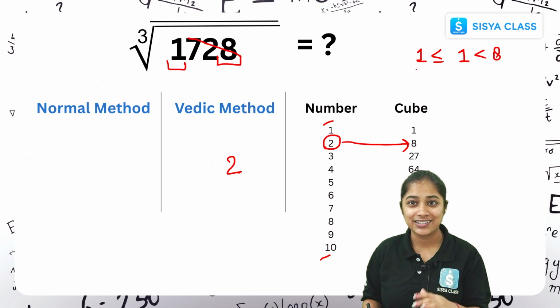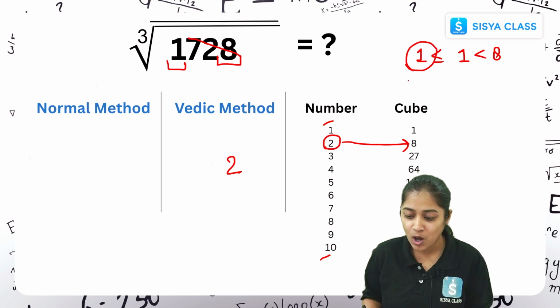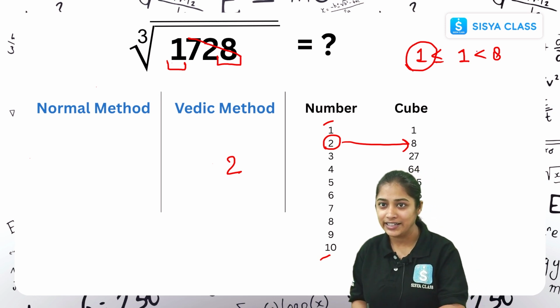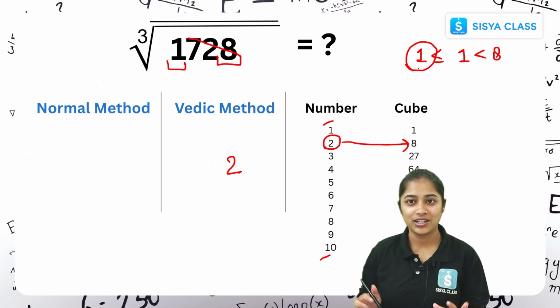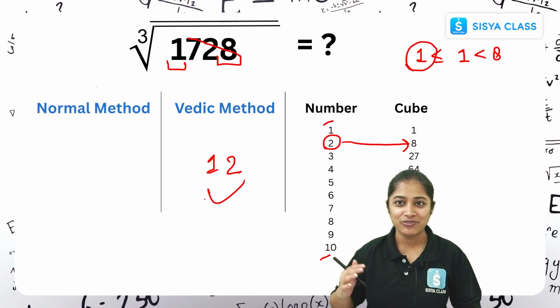Now I will select the smaller cube number for my tens digit. Here 1 is the smaller cube number, from 1 and 8. So 1 is my tens digit and 12 is my answer. So its cube root is 12. Very easy, right? Let's see one more example.